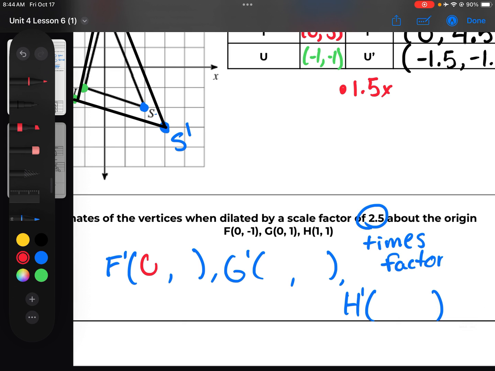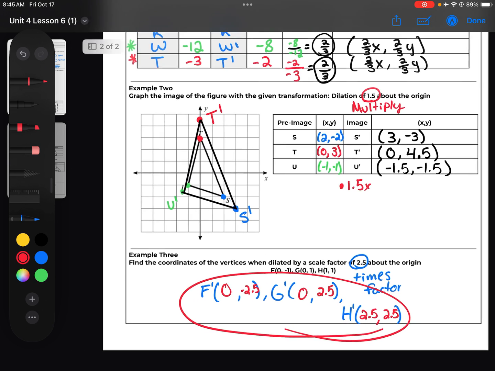So I know this is going to be 0 still. -1 times 2.5 is -2.5, easy peasy. G prime is gonna be 0 and +2.5. And then H, pretty easy, is gonna be 2.5 and 2.5. That is how you apply a scale factor.